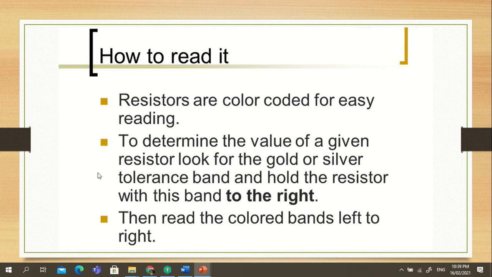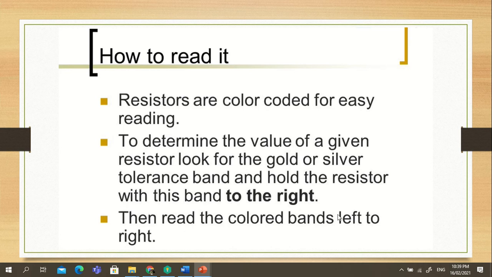Okay, so how to read a resistor using the color code. Resistors are color coded for reading. To determine the value of a given resistor, to find out its resistance, we have to look for the gold or silver. That is the tolerance band, and hold the resistor with this band to the right. Then read the colored bands left to right.